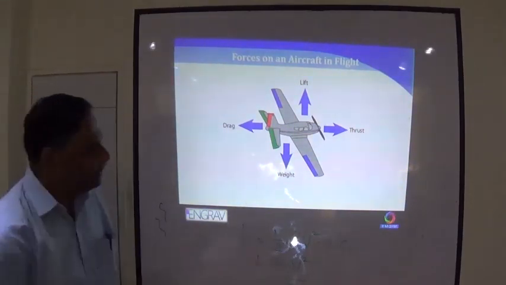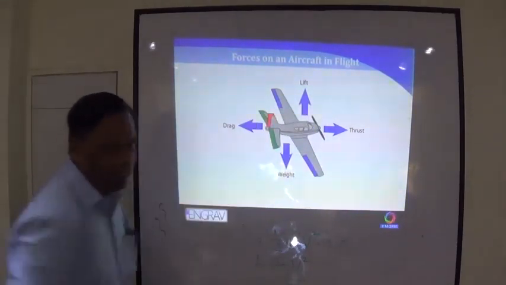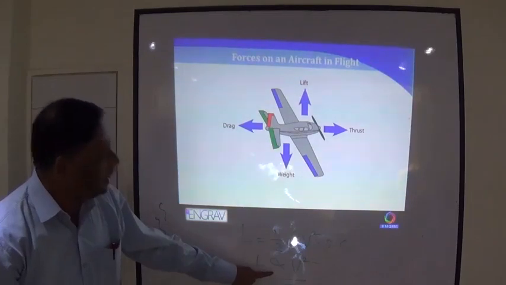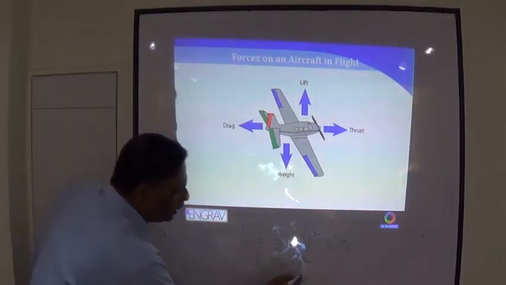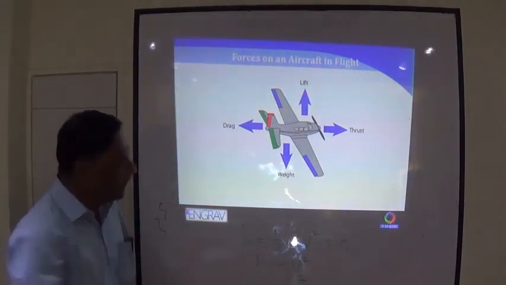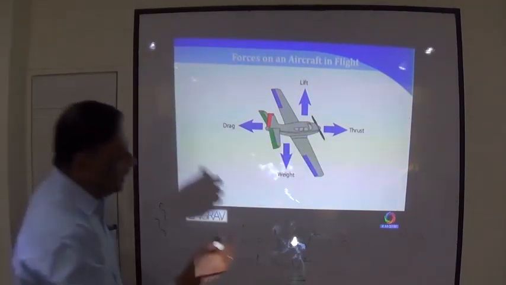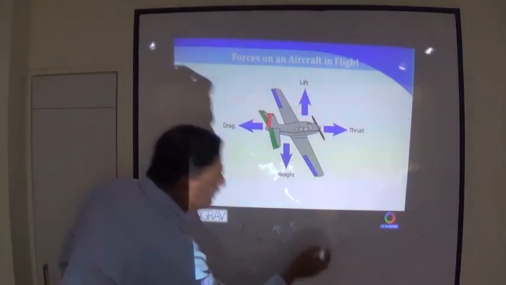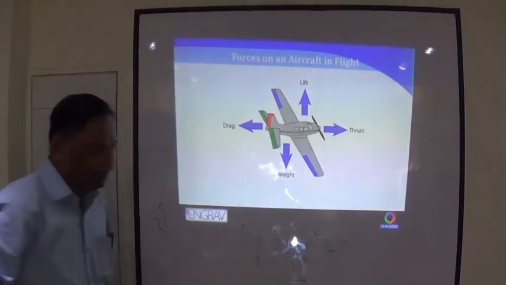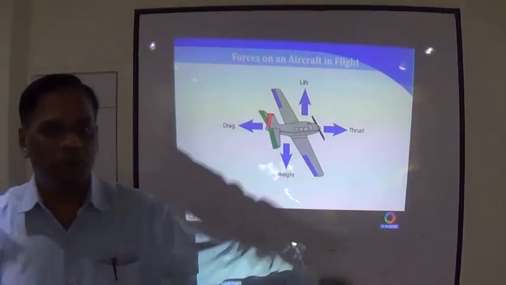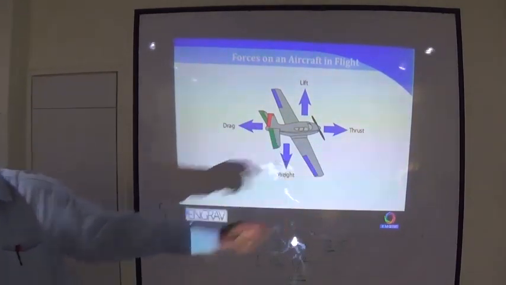As the speed increases, the airflow over the wings increases and you get lift. That lift is proportional to the square of the speed of the air flowing over the wings. It is also proportional to S, the surface area of the wing. That's why the bigger the aircraft, the bigger the wing and the surface area.